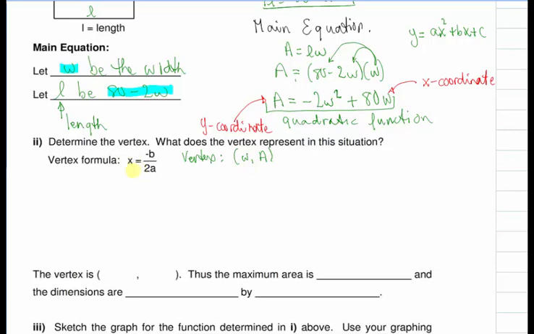So what our vertex formula does here is it gives us the x-coordinate of whatever our vertex is. In this case, it's going to be w. So I can plug w in for that. And go back to your formula here. Your a value is -2. So I will write that down here.